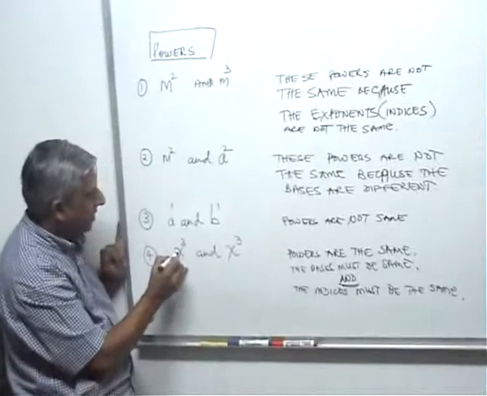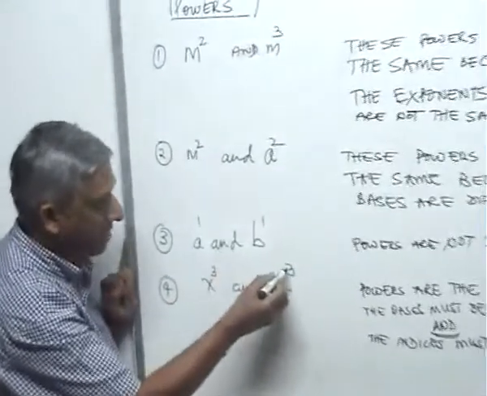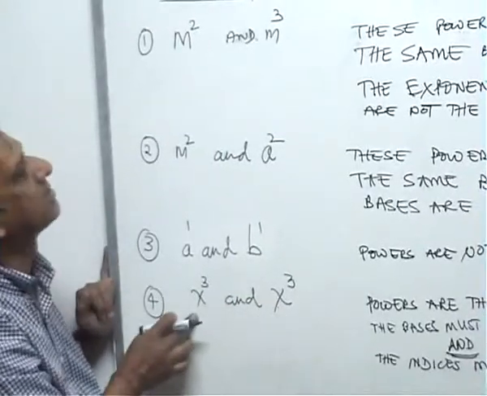But in this example, the bases are exactly the same. The indices are exactly the same. Therefore, we can say that these two powers are exactly the same.